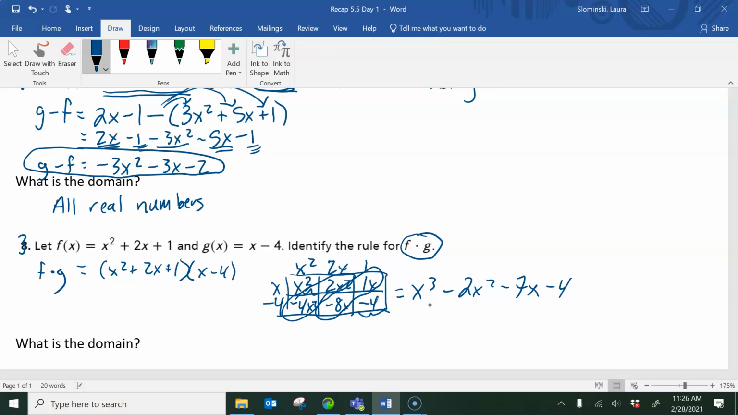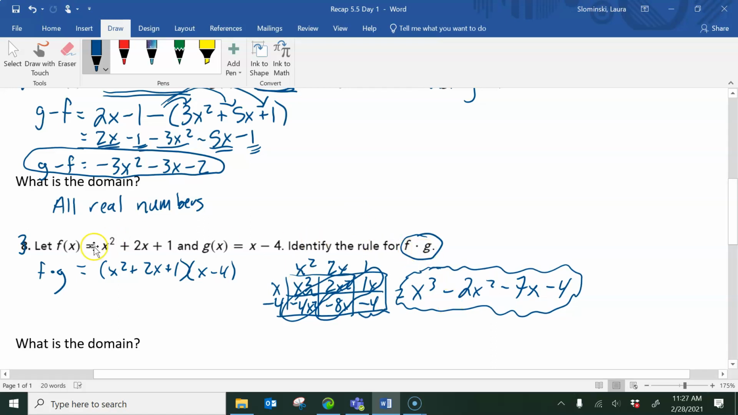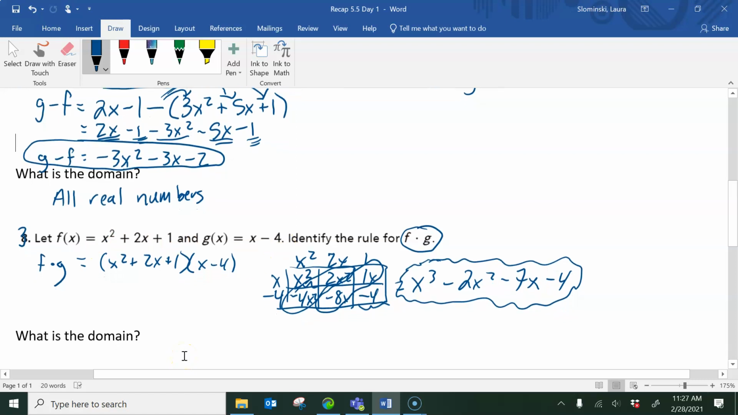So again, as we're looking at this, what we're noticing is that we're actually doing the same skill work we did back in the polynomials chapter. We're just using function notation and understanding that you have to identify that f times g means take function f times function g. Okay, so that's f times g.